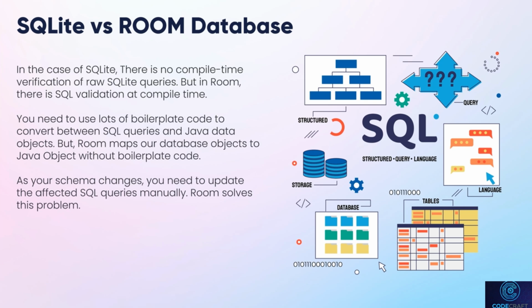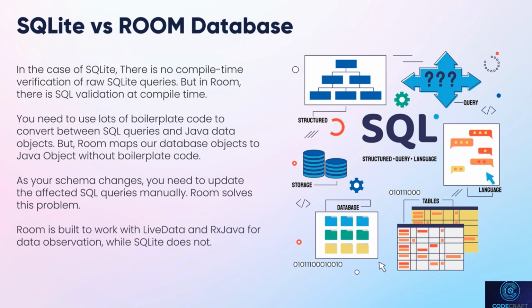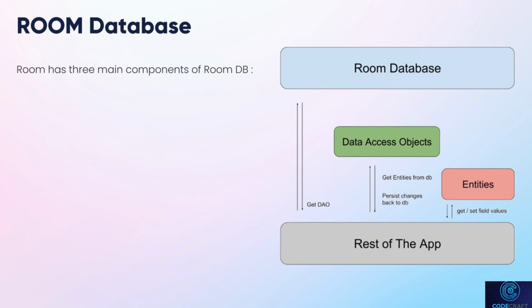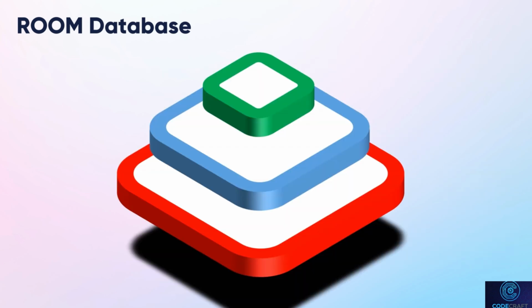As your schema changes, you need to update the affected SQL queries manually. Room solves this problem. Room is built to work with LiveData and RxJava for data observation while SQLite doesn't. Room has three main components: entity, DAO, and database. Let's talk about these components in detail.